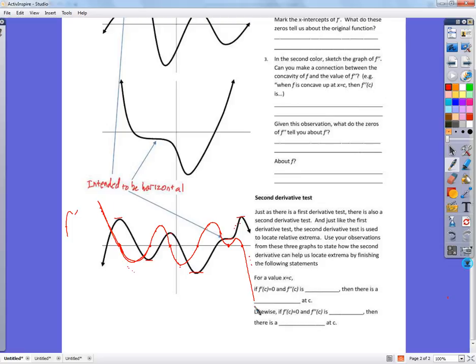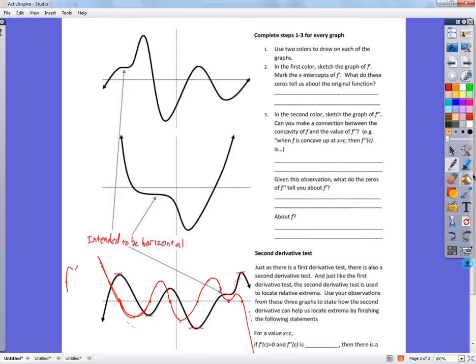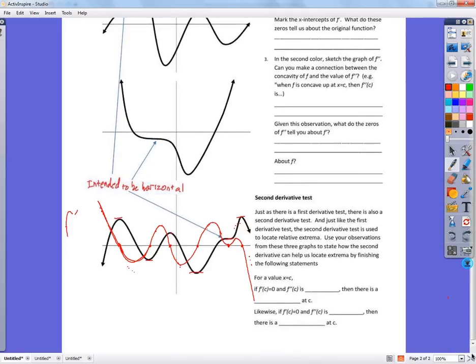Okay, so we just drew f prime, so let's answer some questions about f prime. In the first color sketch, the graph of f prime, mark the x-intercepts of f prime. What did these zeros tell us about the original function? What did those zeros, that, and that, what did they tell you about the original function? Possible locations of extrema. Okay, good.